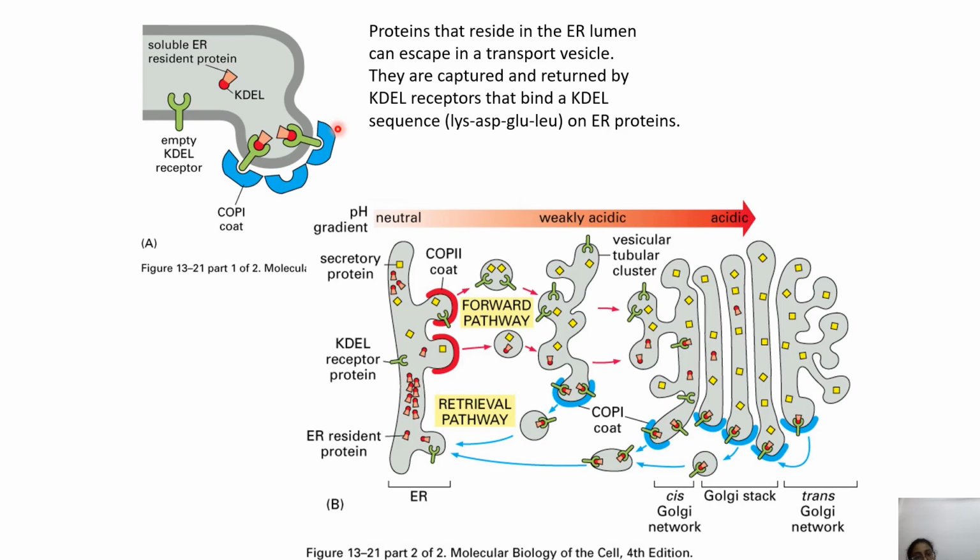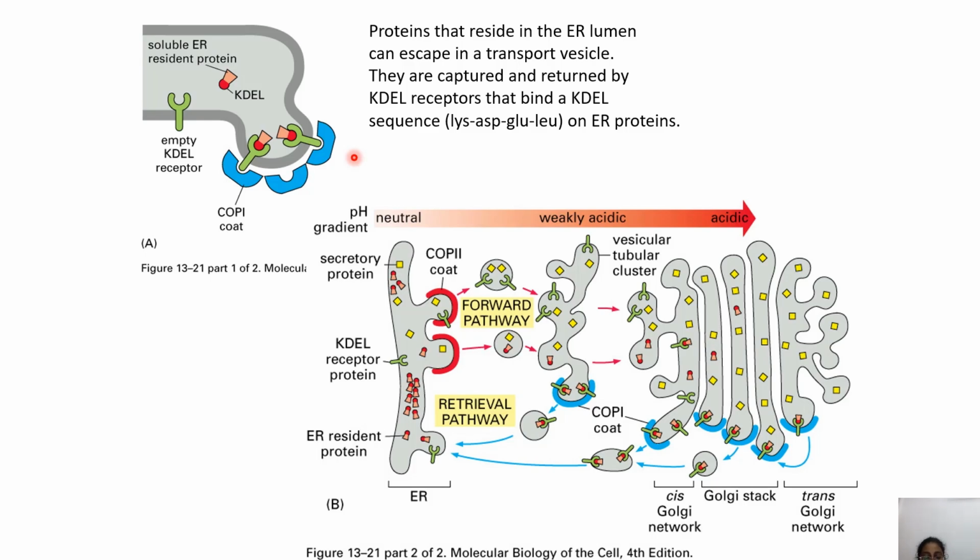Now, proteins that reside in the ER lumen can escape in a transport vesicle, right? They are captured by the empty KDEL receptors that bind a KDEL sequence, like lysine, aspartic acid, glutamic acid, and leucine, on ER proteins. So what is this KDEL sequence? This KDEL sequence is the target peptide sequence in mammals and plants, basically located on the C-terminal end of the amino acid structure of a protein, right?